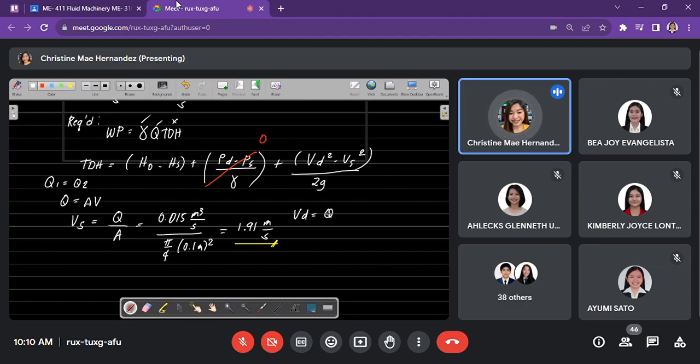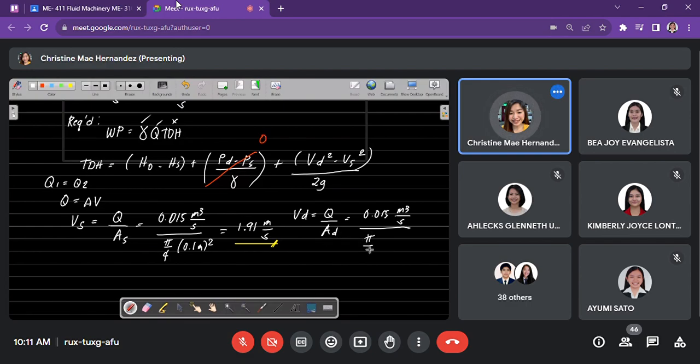Ang velocity at discharge naman, we have Q is equal to area ulit. So, area at discharge ang gagamitin natin. Since using continuity equation, Q1 is equal to Q2 ulit. So, gagamitin ulit natin yung volumetric flow rate na 0.015 cubic meter per second, pero iba na yung ating gagamitin na pipe diameter. So, sa discharge na siya.